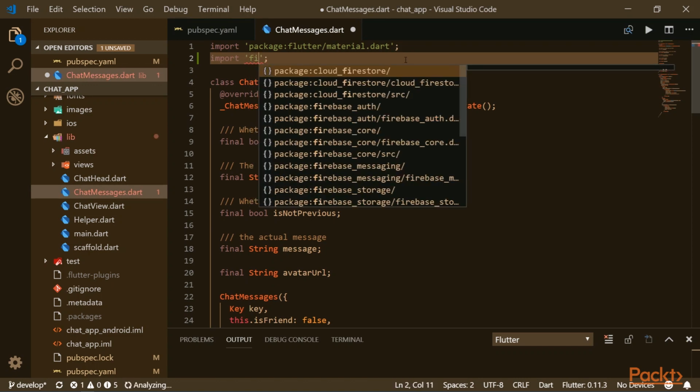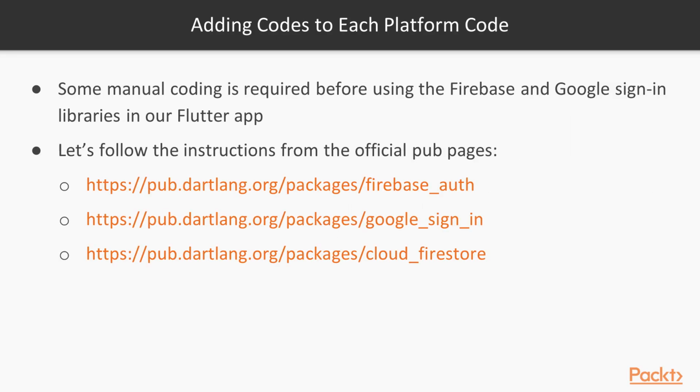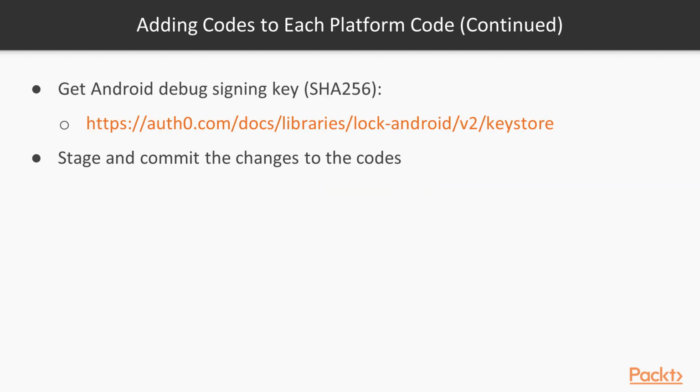Firestore. All right, so there it is. Go ahead to pub and do a pre-reading of these libraries here: Firebase Auth, Google Sign-In, and Cloud Firestore. Okay, and don't forget to get your Android debug sign-in key for now. In Firestore, you will need this if you want to use auth. So you cannot use the authentication service if you don't supply the keystore signing key. Okay, so maybe it's better to show you first.